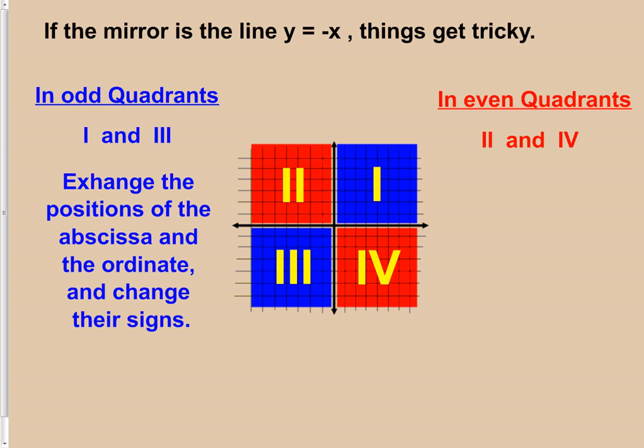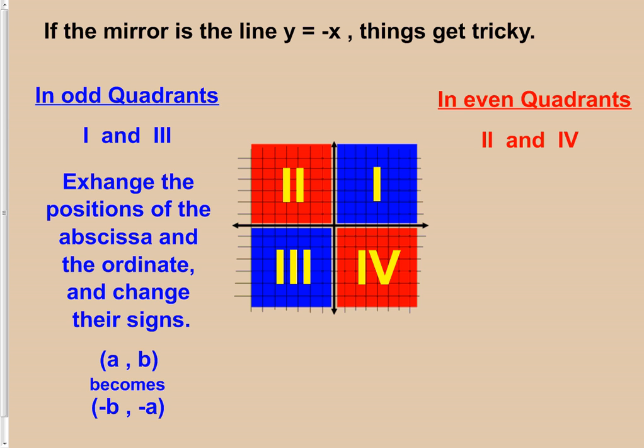In the even numbered quadrants, 2 and 4, let me finish that off. So a comma b, where a is your x value and b is your y value, becomes negative b comma negative a. Now keep in mind, that does not mean that a and b are always positive in the beginning and then they always become negative as a result of the reflection.